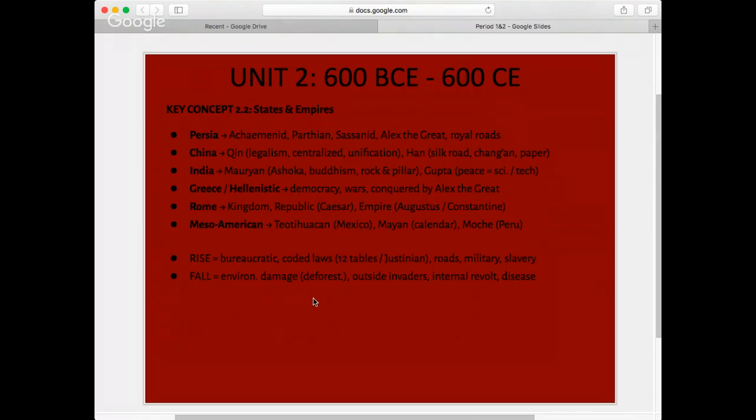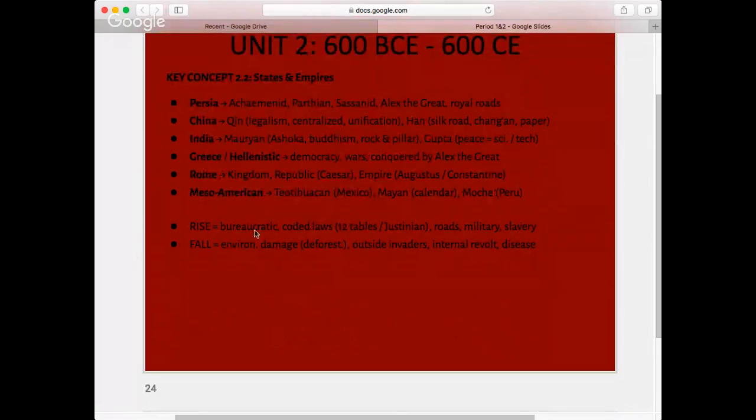They're cutting down trees, they're building big places to farm, etc. Most of them get invaded by outsiders. So Persia does, China does, India does, Greece and Rome do. These all get invaded. Mesoamerica doesn't get invaded yet, but all the rest of them do. A lot of them have internal revolts. Your biggest example there would be China with that Yellow Turban Rebellion where you have peasants revolting. And then most of them also get disease. Particularly everyone but Mesoamerica gets disease, and that's one of the reasons that they fall. So again, 2.2, states and empires, they all rise for these reasons. They all fall for these reasons.